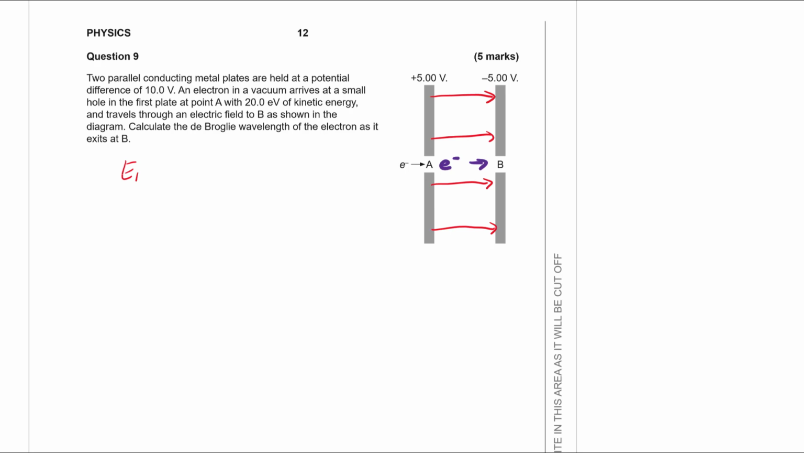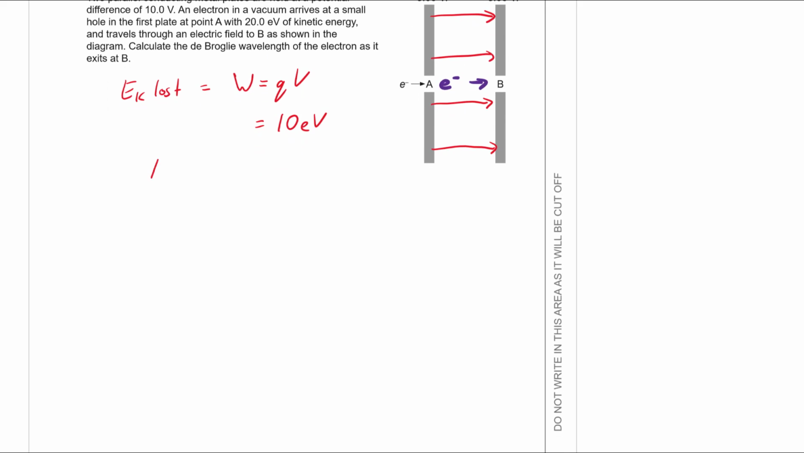To work that out mathematically, you want to say that the kinetic energy lost is equal to the work done by the field. You can just write it as QV if you like, but it's just going to be 10, because it's 10 volts and the charge is e, so it ends up being 10 eV. That's how much energy is lost by the electron as it goes through. We can represent that as 10 times 1.6 times 10 to the negative 19, so 1.6 times 10 to the negative 18 joules.